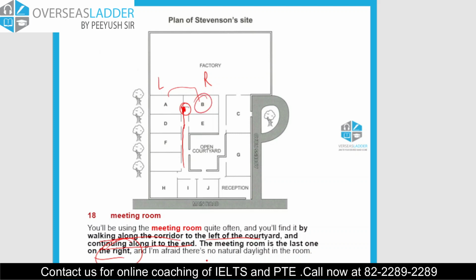And there is more clarification. There is no natural daylight, which means it cannot be from here, right? Because there is no natural daylight. So this would be B. So the meeting room is in B. All right, and let's move to the next question.